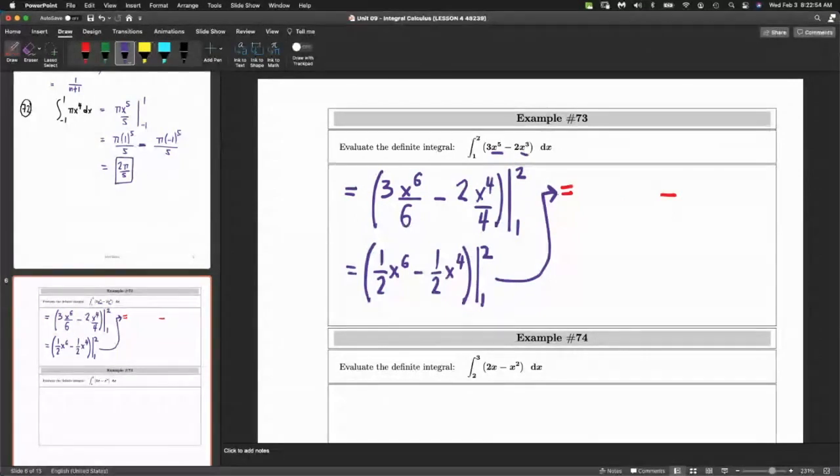So let's see if I can fit it in my template here. So you're going to have half 2 to the 6 minus half 2 to the 4, and then minus half 1 to the 6 minus half 1 to the 4.